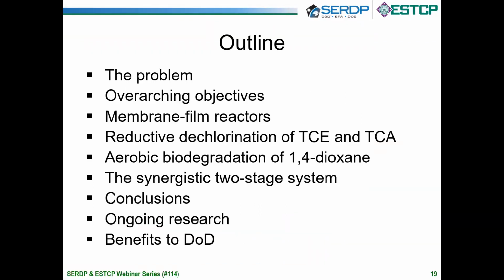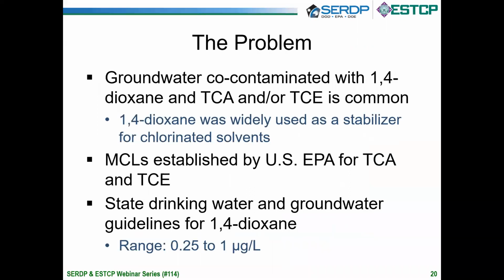So here's the outline, and we'll start with the problem, and we'll finish with the benefits, and all the really important stuff is in between. So let's get going with the problem. This is not unknown to anybody on this webinar. We have co-contamination of 1,4-dioxane plus the solvents TCA and TCE because 1,4-dioxane is a widely used stabilizer. The TCA and TCE are regulated pollutants by the US EPA, and the states have regulations, more coming all the time for 1,4-dioxane. So these are real problems, and they usually occur together.